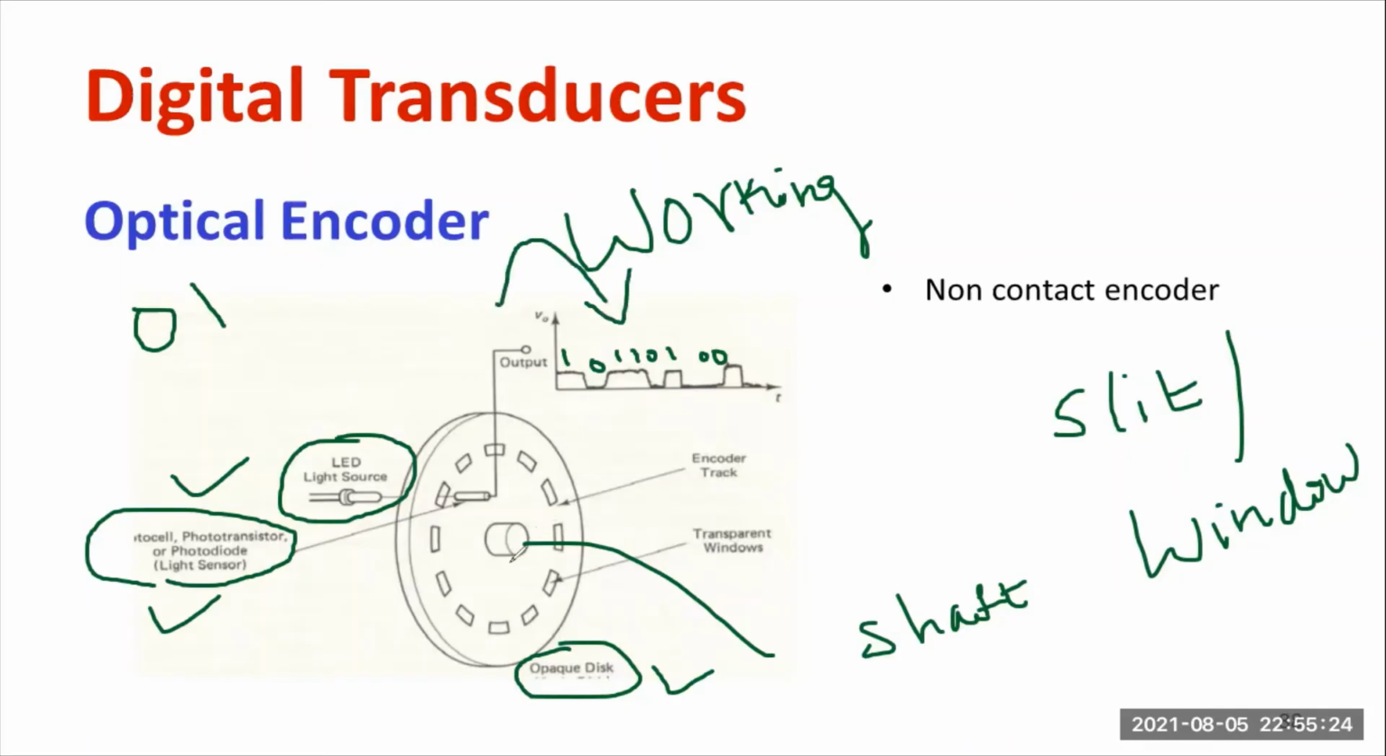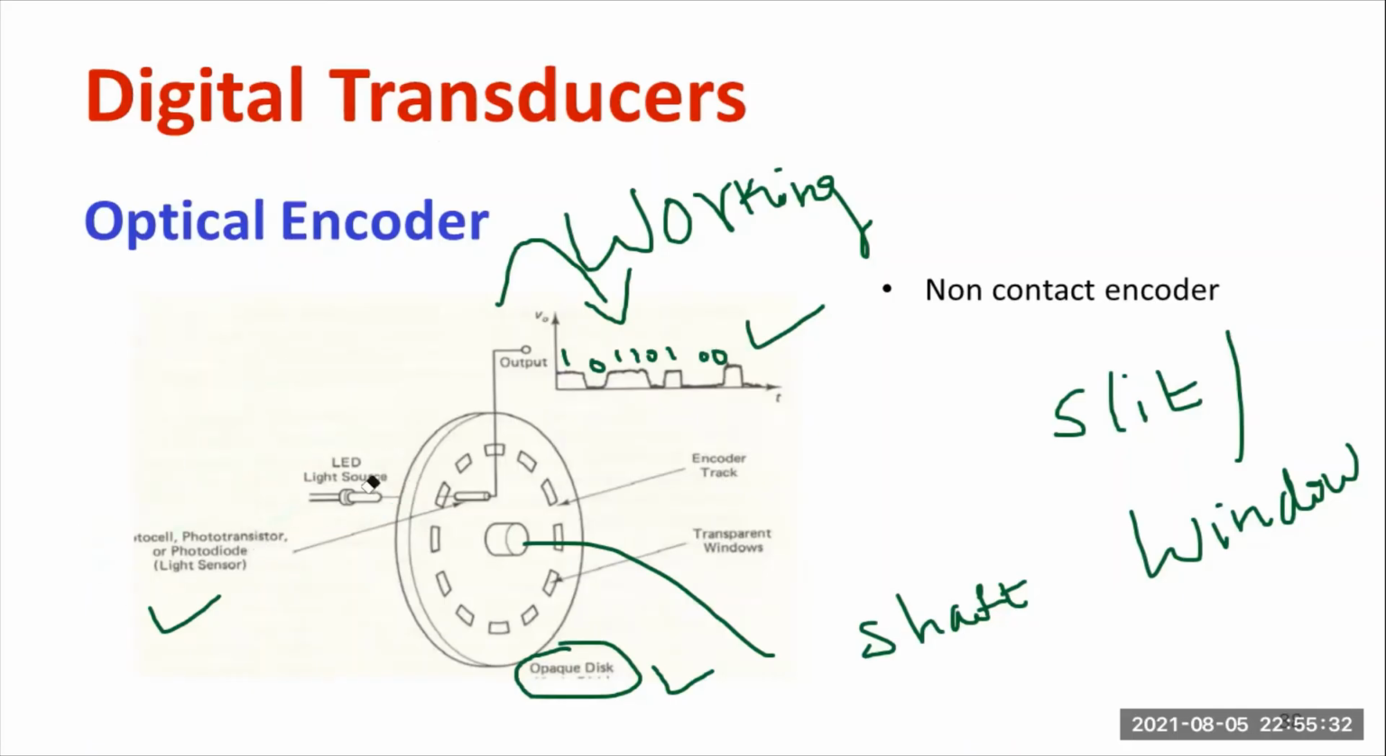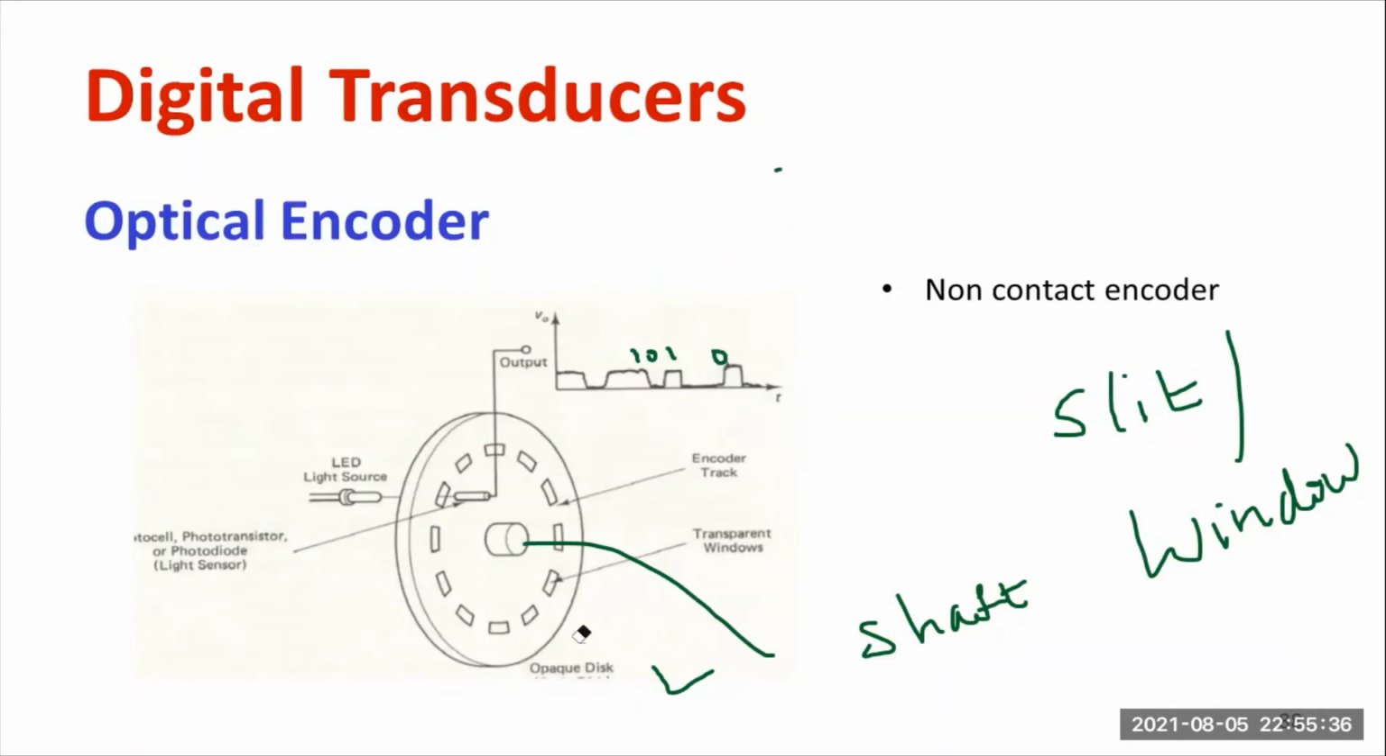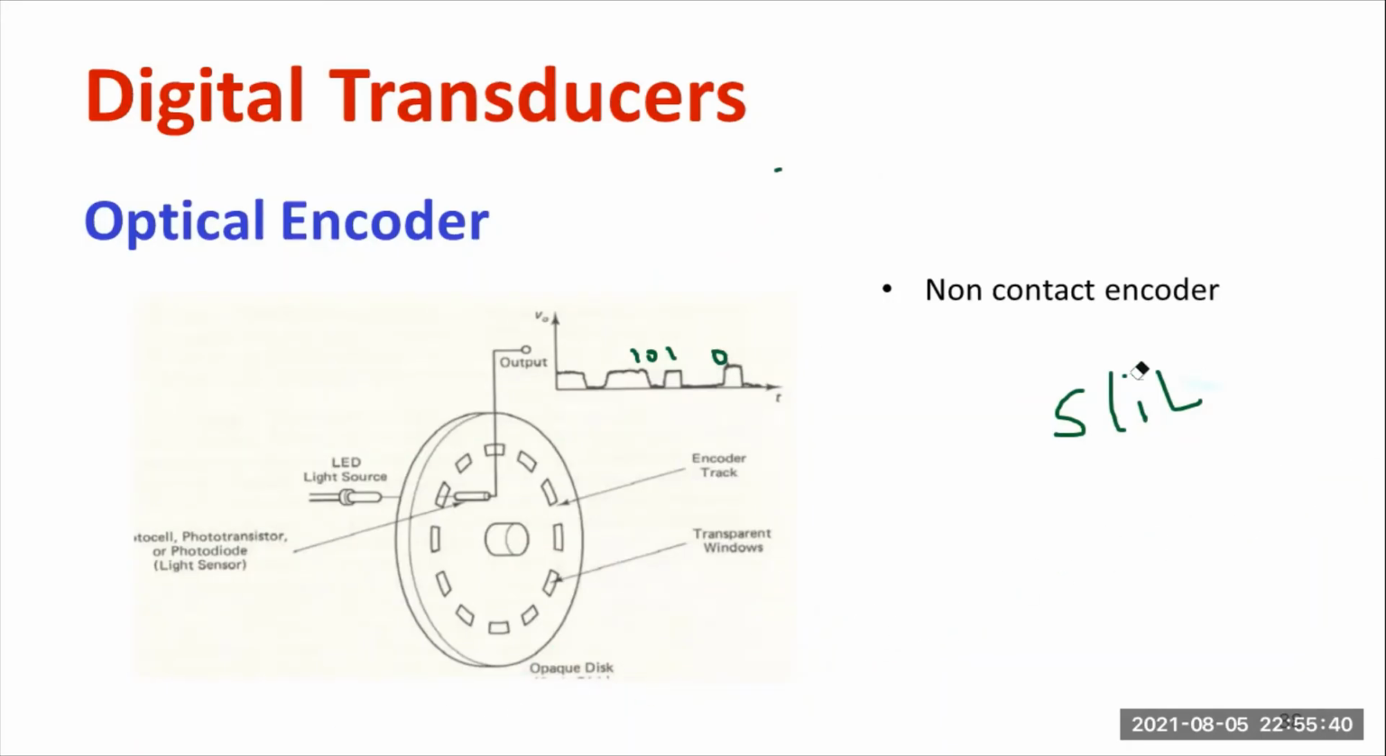With respect to the movement, you are able to record the output in terms of 1 and 0, like binary information. This type of arrangement is known as an optical encoder. The main thing is we require an opaque disc with a lot of slits or windows, and we require one LED source and a light sensor. Then you have to connect the mechanical body to the shaft. With respect to the movement, you are able to get the digital output.